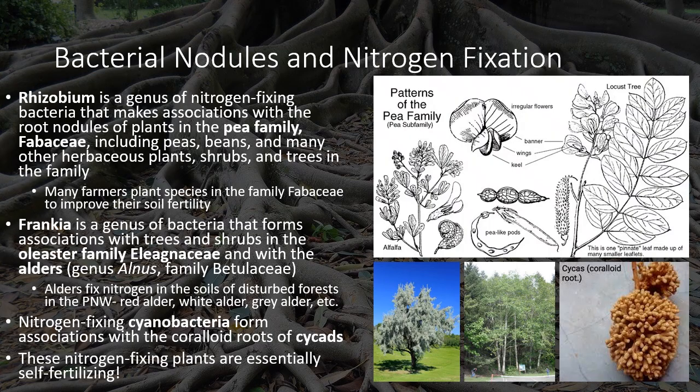There's another genus of bacteria that also forms associations with a couple groups of plants, and those are the Frankia bacteria. Frankia forms associations with trees in the oleaster family, Elaeagnaceae, and also with the alders. There are several different species of alders which are native to the Pacific Northwest and Idaho specifically. The red alder, Alnus rubra, the white alder, which is Alnus rhombifolia, and the gray alder, which is Alnus incana.